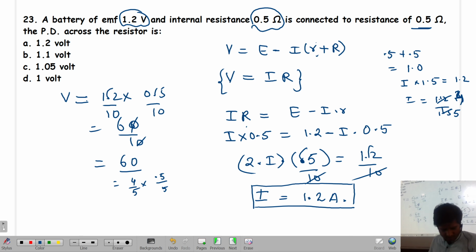What is happening in this question? Wait. No, no, no. It is connected to a resistance of 0.5. The potential drop across the resistor. Current is coming correct. V is equal to IR, and I into internal resistance R.